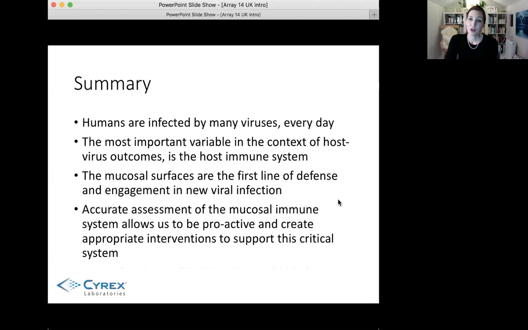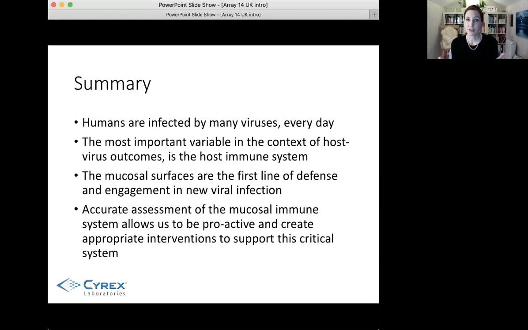So in summary, humans are infected by many viruses every day. The most important variable in the context of host virus outcomes is the host's immune system. The mucosal surfaces are the first line of defense and engagement in new viral infection. So accurate assessment of the mucosal immune system allows us to be proactive and to create appropriate interventions and to support this really critical system. The best vaccine is enhancement of your immune system, irrespective of where you lie in the actual vaccine debate.